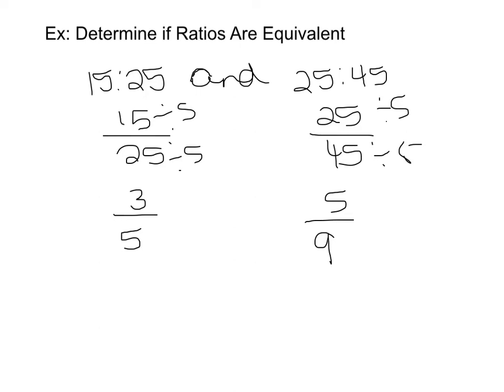These ratios are not equivalent. 3 to 5 is not equal to 5 to 9. Since neither of these ratios can be simplified any further, they're both in completely simplified form, I can go ahead and say that they are not equal. You use the equal sign with the line across it to show not equal.